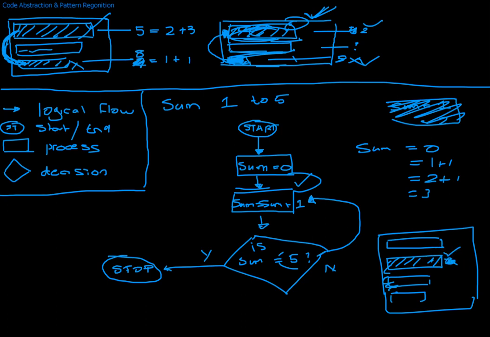So that is pretty much code abstraction and pattern recognition in a nutshell for programming. I hope you understand. If you do not, please give me a comment below and I'll be happy to respond. It's very simple. And as I said before, this is actual real-world practice that you'll find developers use when designing programs and designing their code.